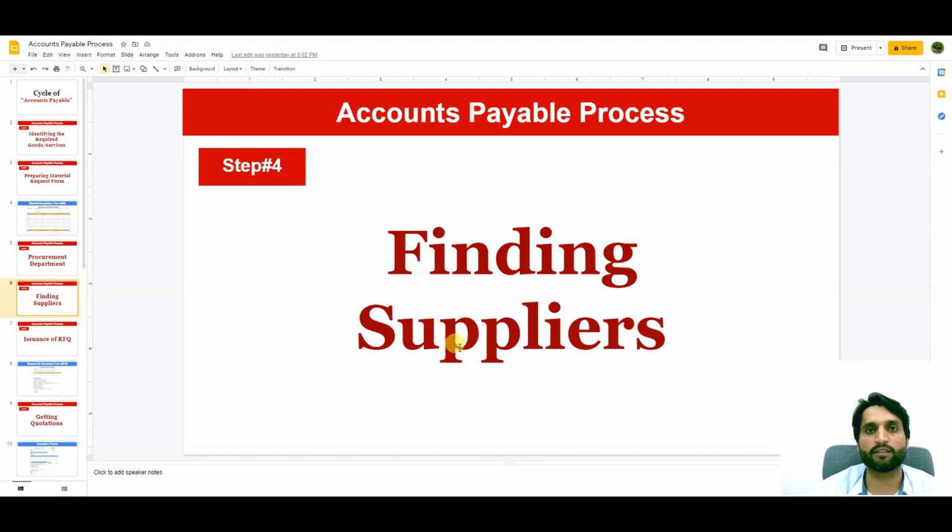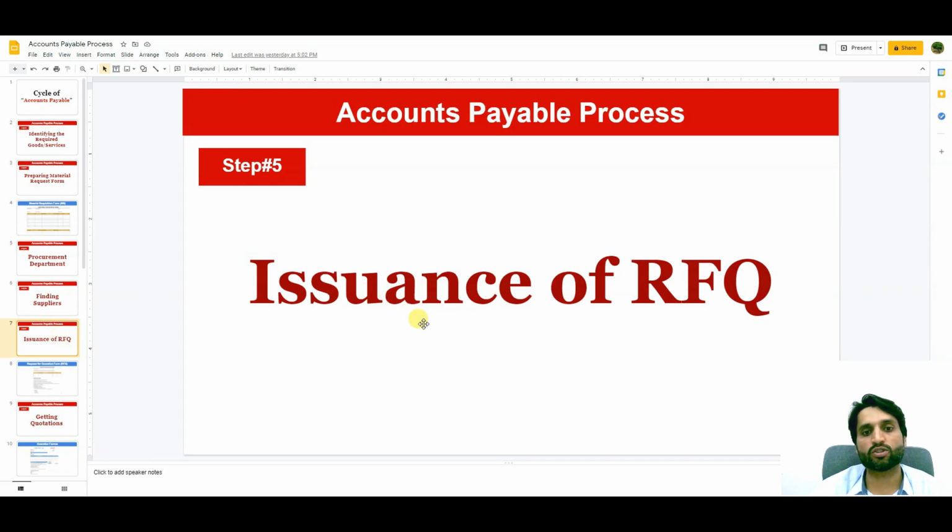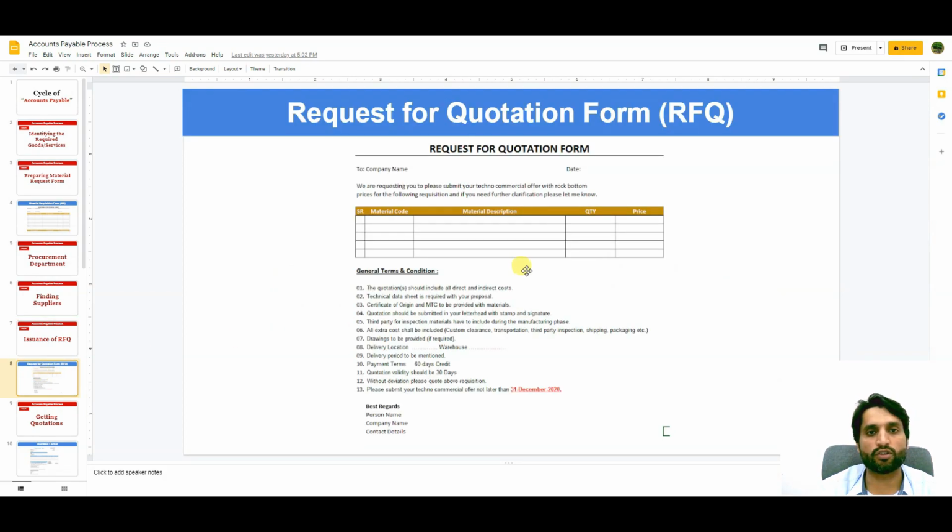After they have found the suppliers, they will issue the RFQ, request for quotation. They will send them an email, RFQ. Let me share with you a request for quotation form. This is a request for quotation form. You can mention the supplier name, date, and here you can write, we are requesting you to please submit your commercial offer with rock bottom price for the following requisition. And if you need any further clarification, please let me know. Here you can write material code, material description, quantity, and then you need the price from them. So they will mention the price here.